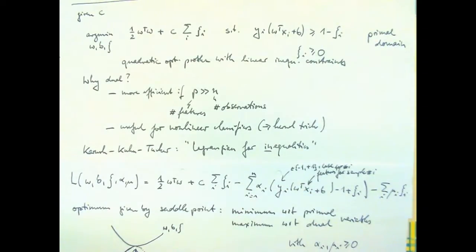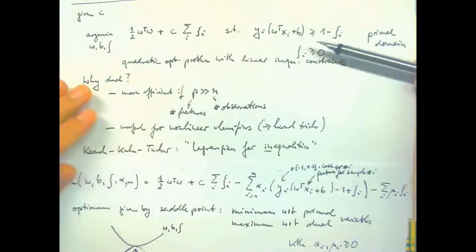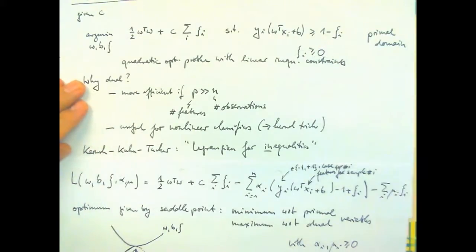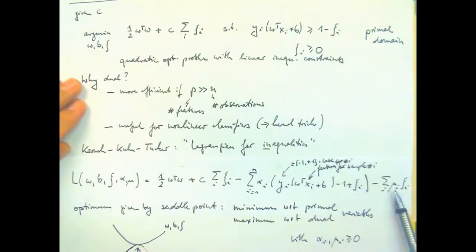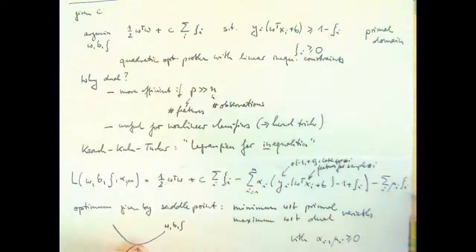Similarly, for the second inequality constraint, we introduce another Lagrange multiplier, or a set of Lagrange multipliers called mu, and I could have written here xi_i minus 0, because there was a 0 on the other side of the inequality, but since multiplying 0 with mu will cancel, I've left it out.